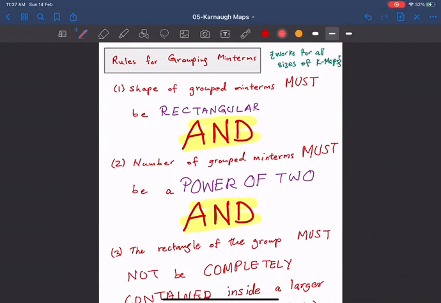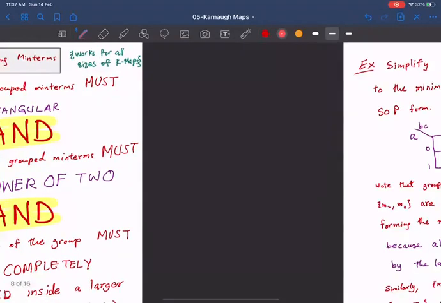Rule number 2. What is that rule number 2? The number of grouped min terms must be a power of 2, and the number of min terms that you're grouping is 3. That is not a power of 2. That's why.